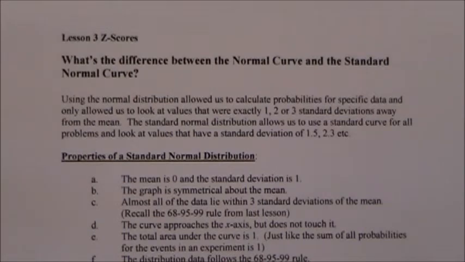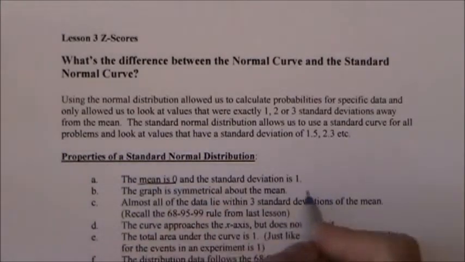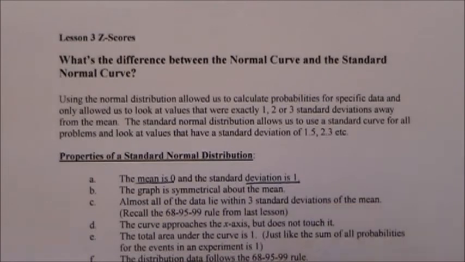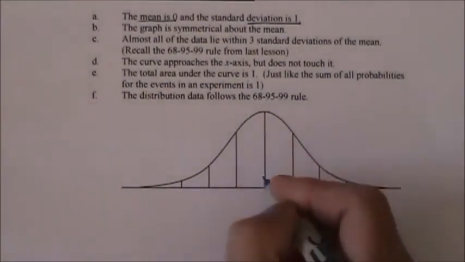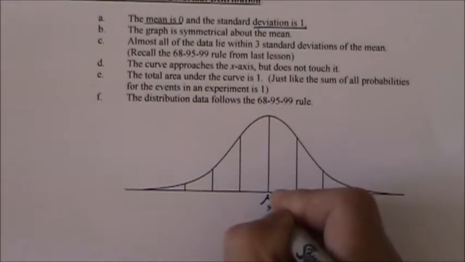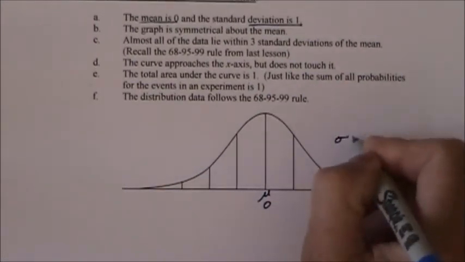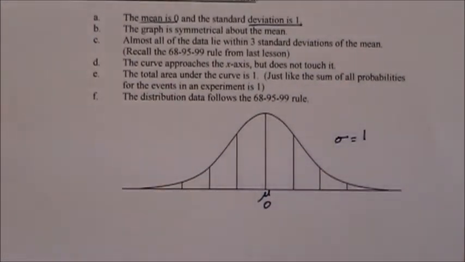The standard normal distribution allows us to use a standard curve for all problems and look at values that have a standard deviation of 1.5, 2.3, 0.6, etc. So, probabilities of the standard normal distribution. The first one is the mean is 0, and the standard deviation is 1. So if we take a look at our bell curve, where the mean is, that's going to be 0. We have a standard deviation equaling 1.